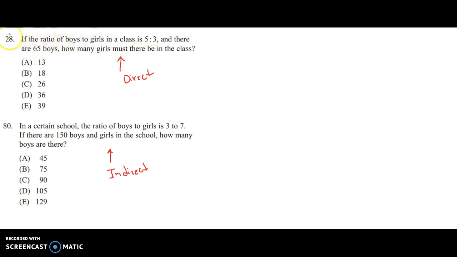So let's start with the first one here. 28. It says the ratio of boys to girls in a class is 5 to 3. Then it says there's a certain number of boys, and it asks how many girls must there be in the class. Well, again, hearkening back to the previous video, in order to solve these, we just directly set up the ratio that's given to us. Let's write this down. The ratio of boys to girls is 5 to 3, so I'm going to put that as this. For every 5 boys, there are 3 girls.